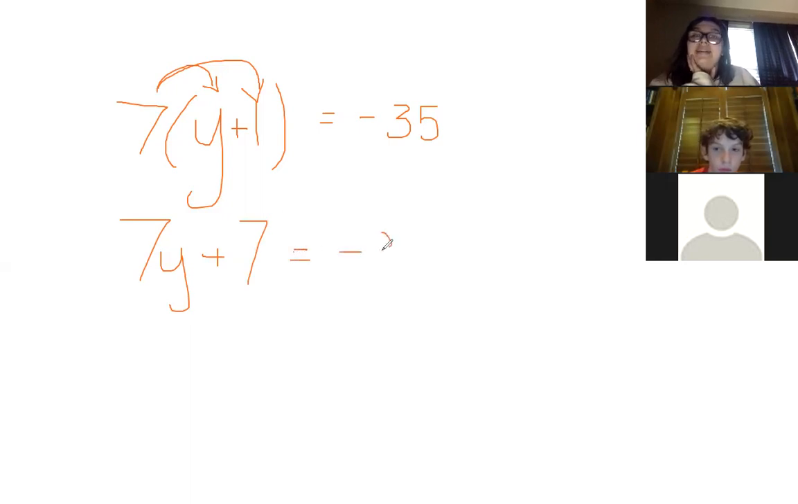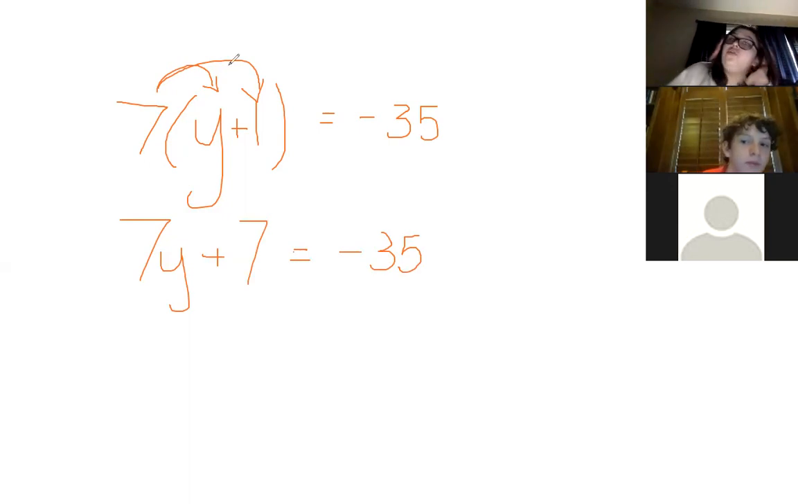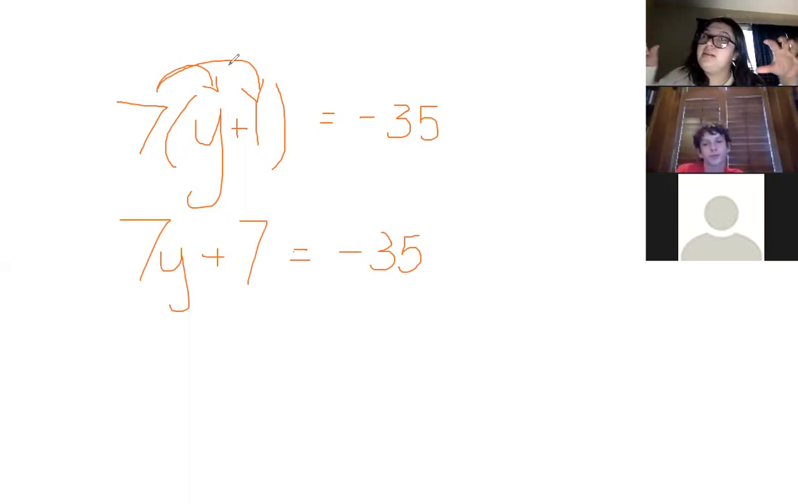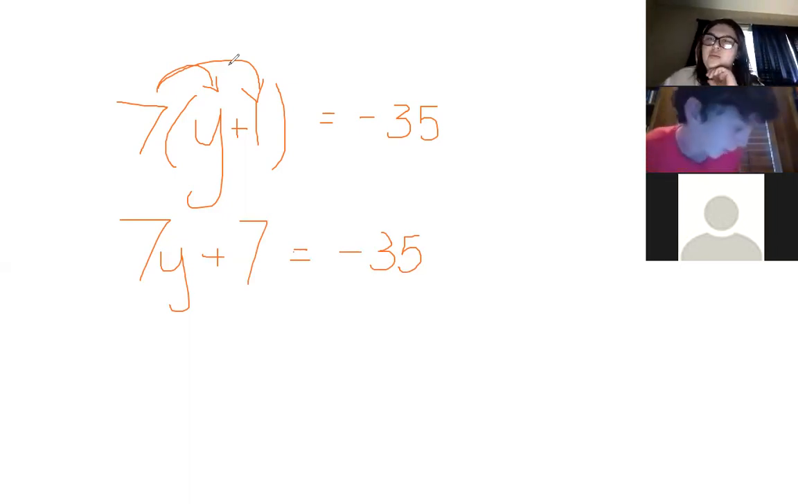Distribution has to have that number that's on the outside multiplied by everything that is on the inside of those parentheses. So if there were 15 numbers inside of those parentheses strung together by additions and subtractions, do you think I need to multiply that 7 times everything in those parentheses?